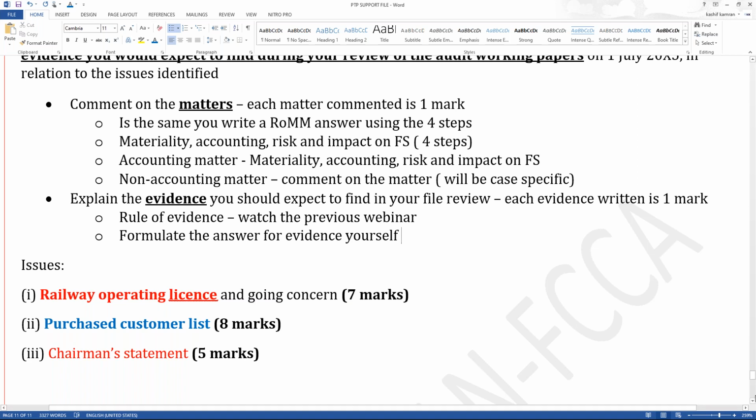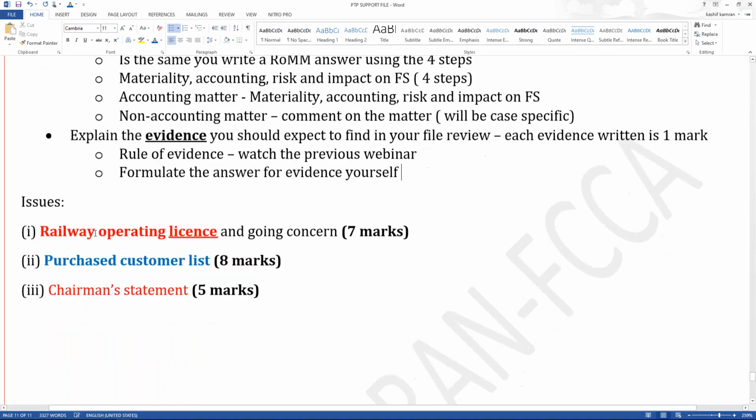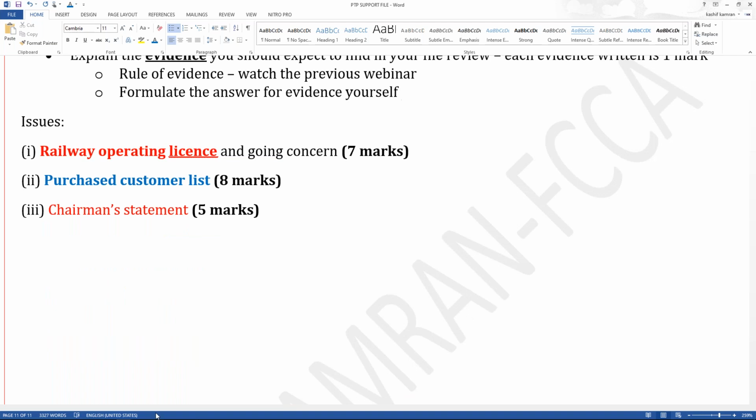Comment on the matter, I'm doing it because I want to guide you about the 4-step model and what will you do for a chairman statement, right? Is that clear to all of you? So will you be able to do the evidence yourself by watching the previous webinars? Will you be writing the evidence yourself? Okay, that's good. Thank you. Okay, let's go down first with the railway operating license. 7 marks. Comment on the matters.